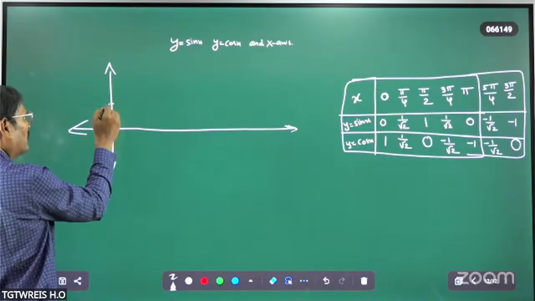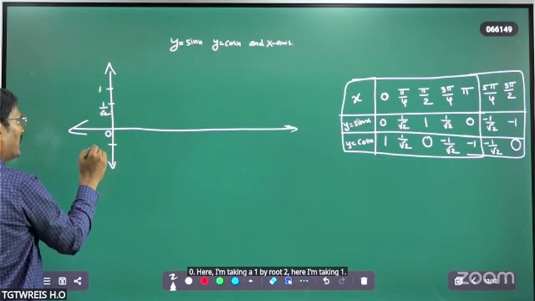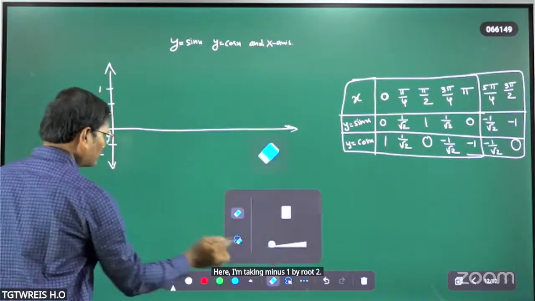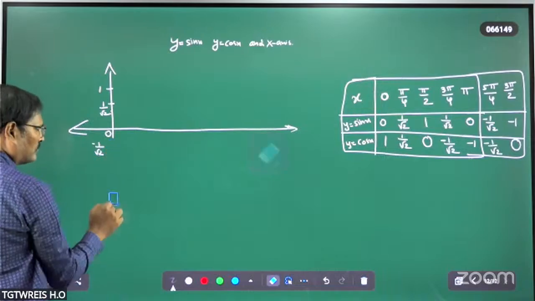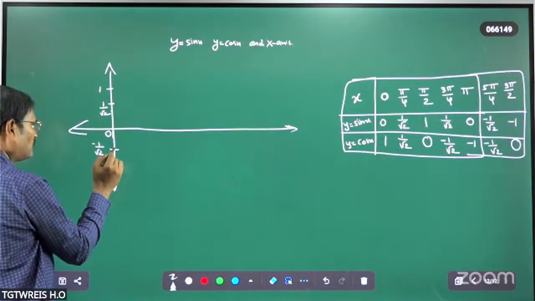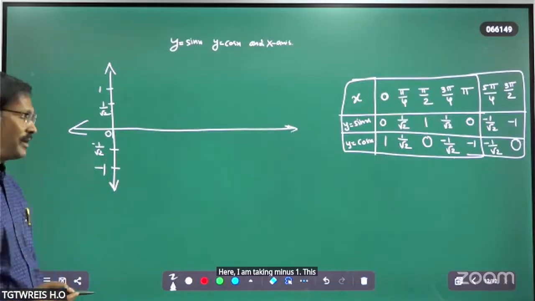Zero. Here I am taking 1 by root 2. Here I am taking 1. Here I am taking minus 1 by root 2. Here I am taking minus 1. This is also a rough diagram only.